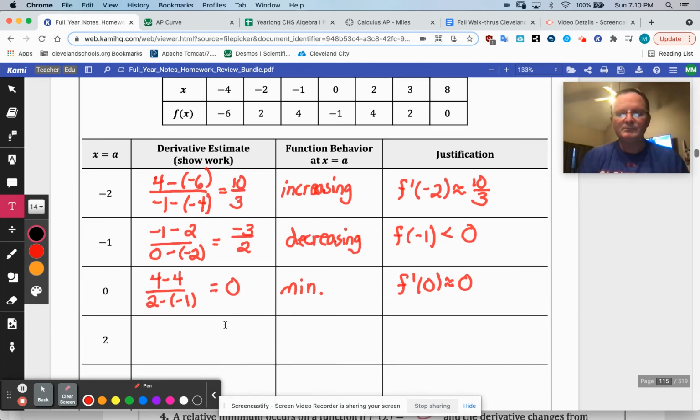At 2, my bookends are going to be when x is 0 and x is 3, because that's all the information I have. So my numerator is 2 minus -1, and my denominator is 3. 2 minus -1 is 3 over 3. So this is 1. And so again, I'm going to say that this is increasing.